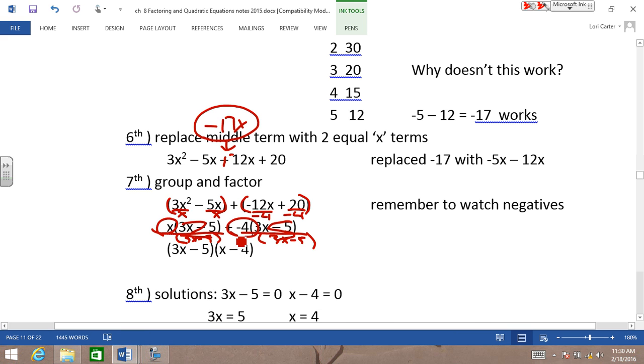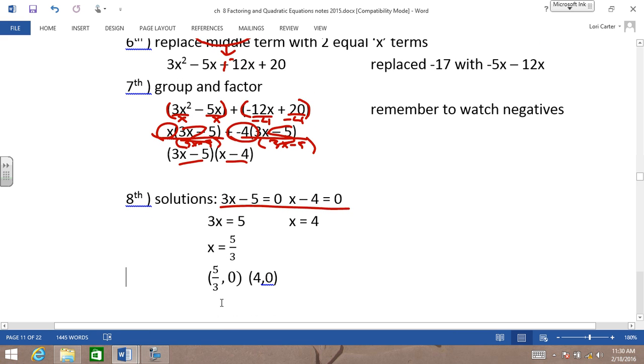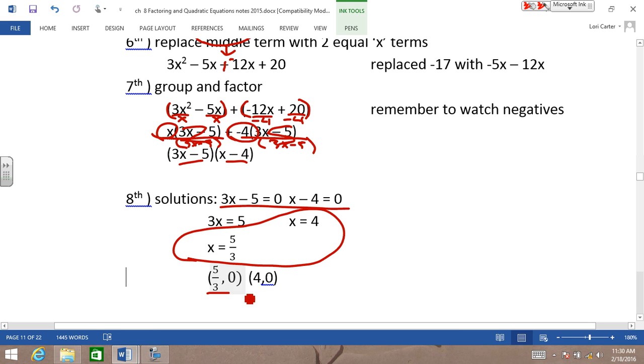If I told you just to factor, you're done. If I told you to solve, like today, you have to make them equal 0. So 3x minus 5 equals 0, and x minus 4 equals 0. Now it's just a simple solve, right? Add the 5, add the 4, divide by the 3. I will let you be done here. You don't have to write them in points yet. When do the points come? Next chapter.